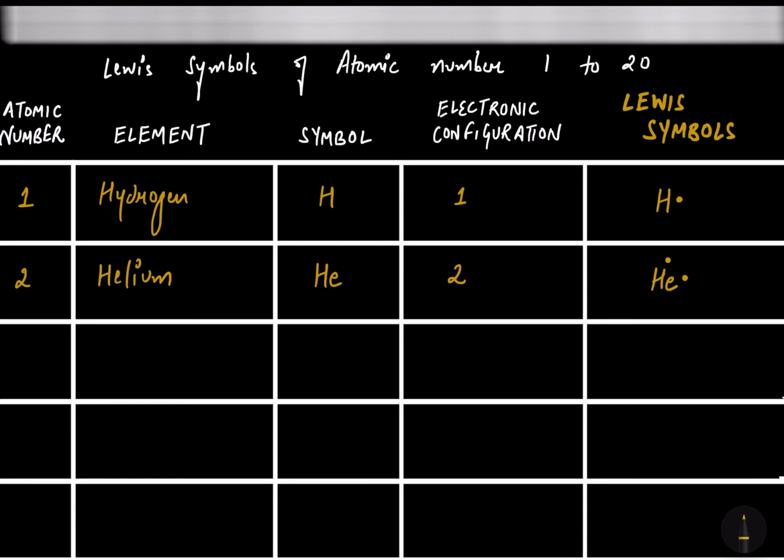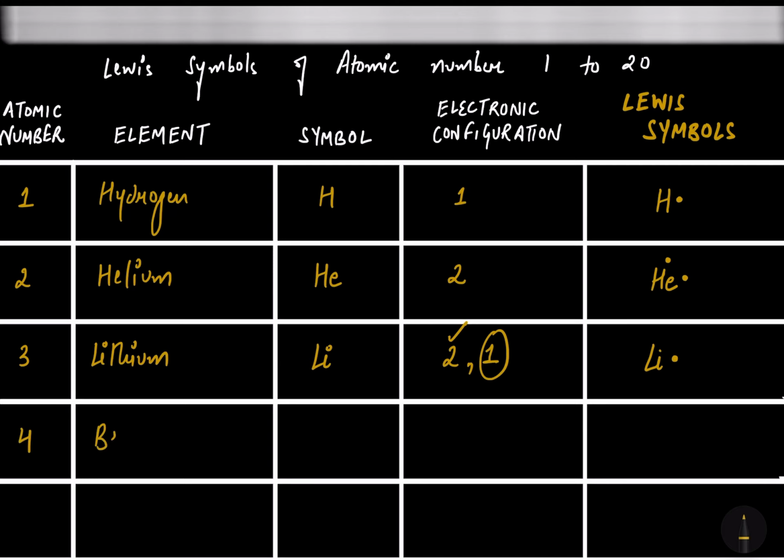Now let's talk about atomic number 3. It's lithium. The symbol for lithium is Li. The configuration for atomic number 3 comes out to be 2, 1. Here there are a total of 2 shells. In the first shell we have 2 electrons. In the outermost or second shell we have 1 electron. So the Lewis symbol for lithium will be Li with 1 dot, that is 1 electron in the outermost shell.